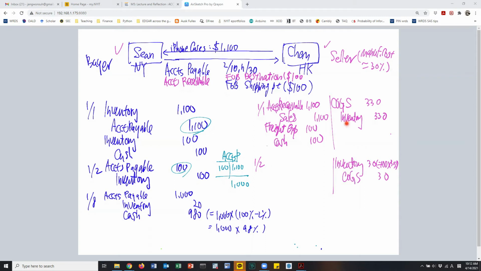Yes, we flipped this transaction, but also we need to flip this transaction. For simplicity's sake, let's assume that there's no freight cost here. Okay? We need to flip this transaction, meaning sales and accounts receivable, 100 and 100. But that's not the end.